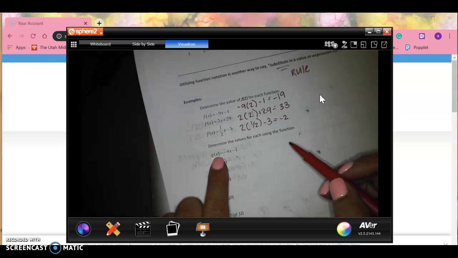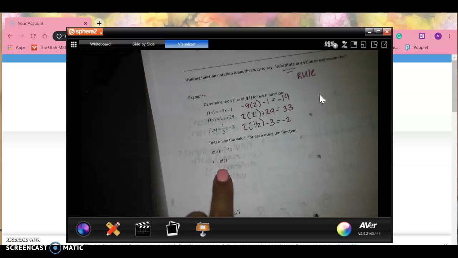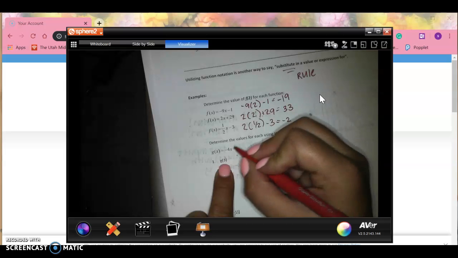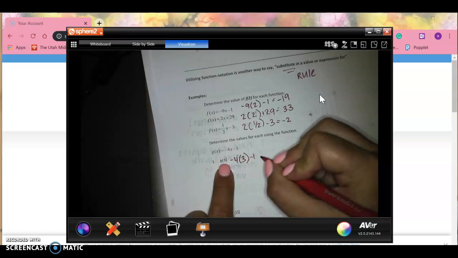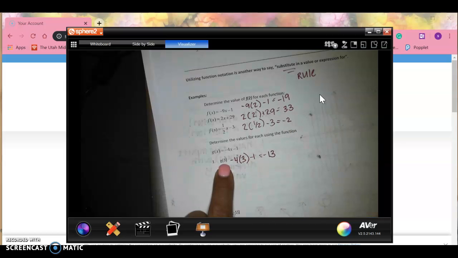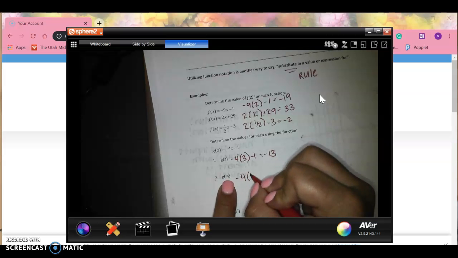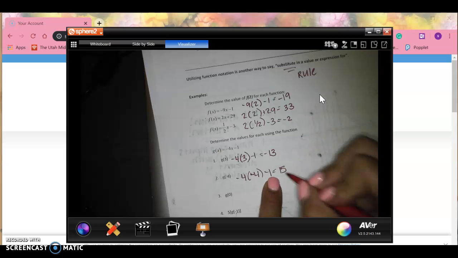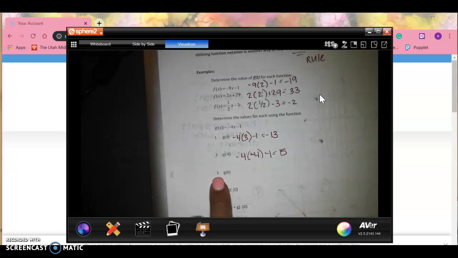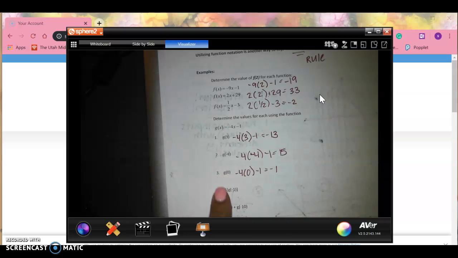This stuff is fun. It says g of x is equal to negative 4x minus 1. So I'm going to go ahead and plug in 3 for this. So put 3 in for x. So negative 4 times 3 minus 1, well that's negative 13. What about this one? When g of negative 4, well negative 4 times negative 4 minus 1, that's 16 minus 1, 15. What about 0? Well, negative 4 times 0 minus 1, negative 1.